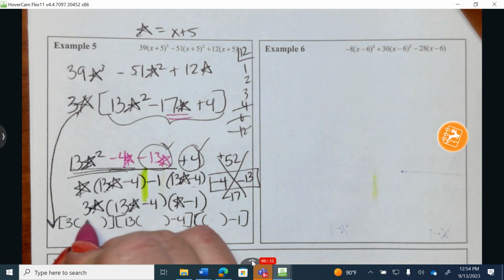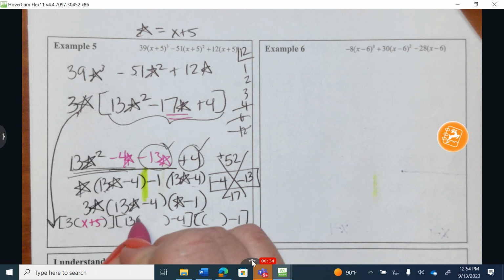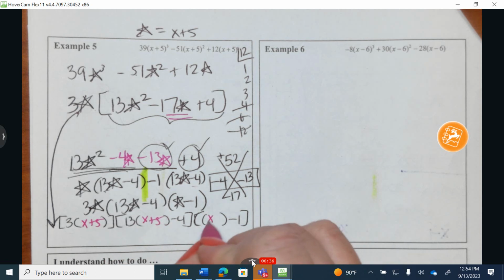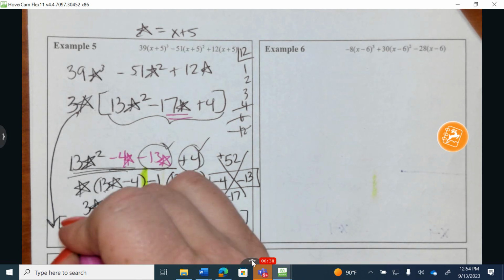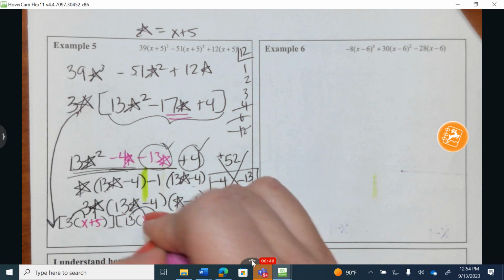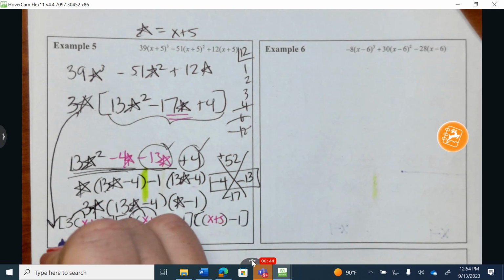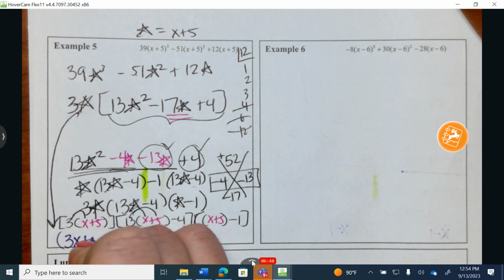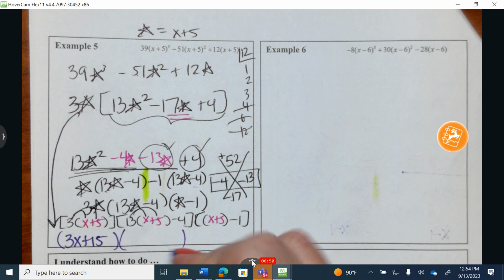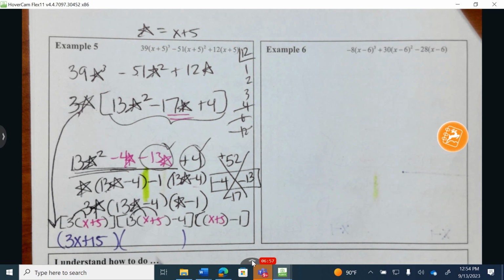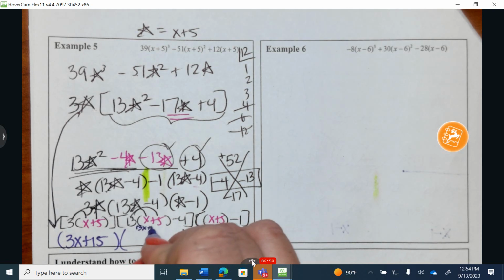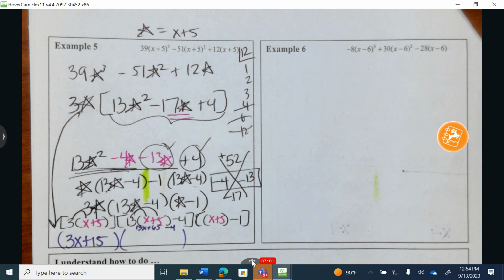I'm going to go back and replace those spots with x plus 5. And then when possible, I will distribute. So I distribute, and then I'm going to combine like terms in my very last step. So this first parenthesis is 3x plus 15. This is 13x. Now 13 times 5 is 65. So this is 13x plus 65 minus 4.